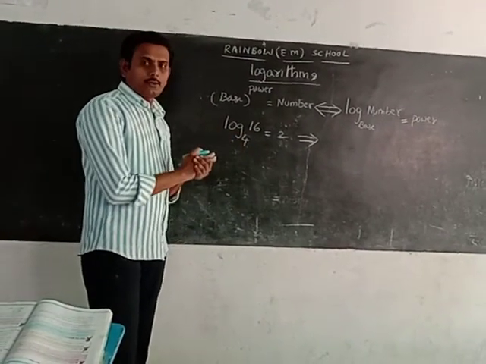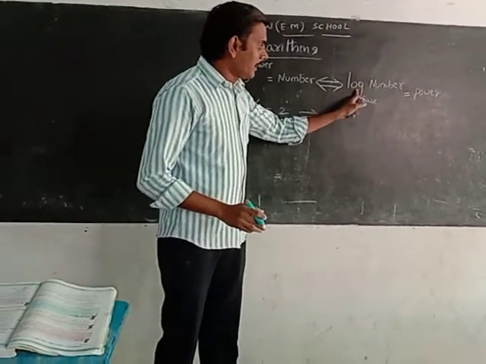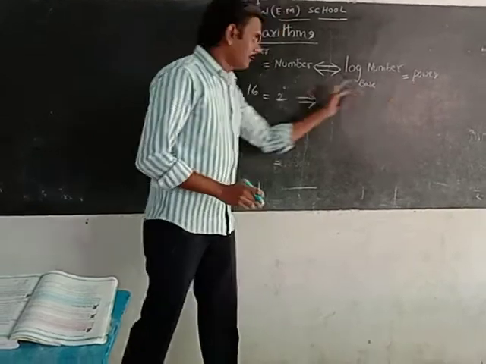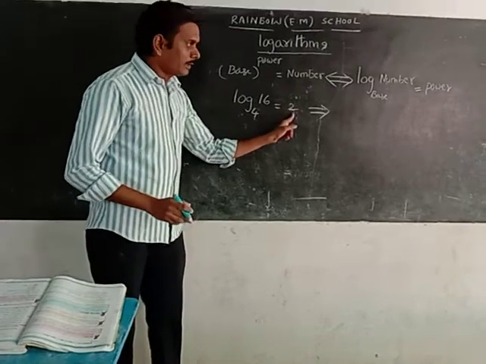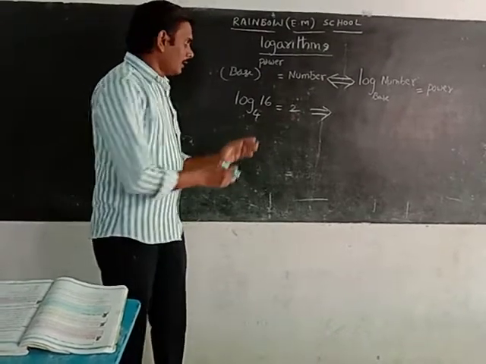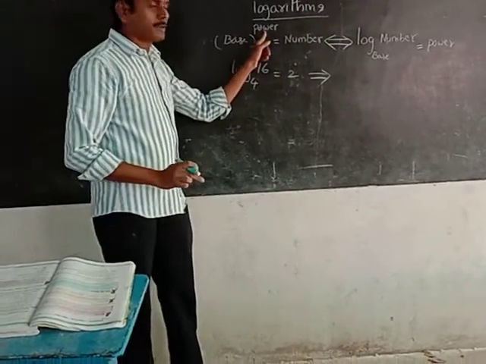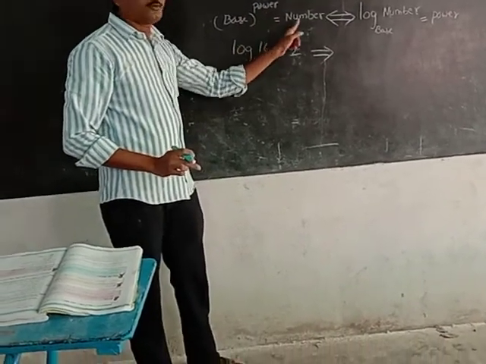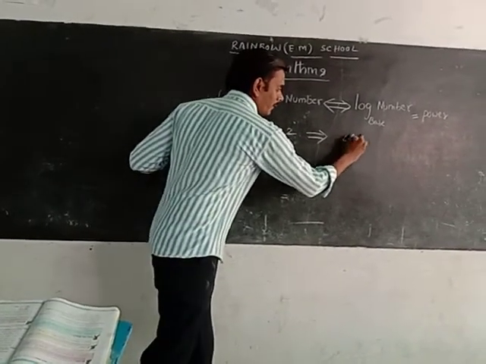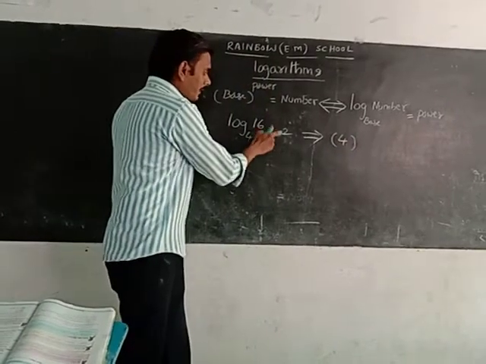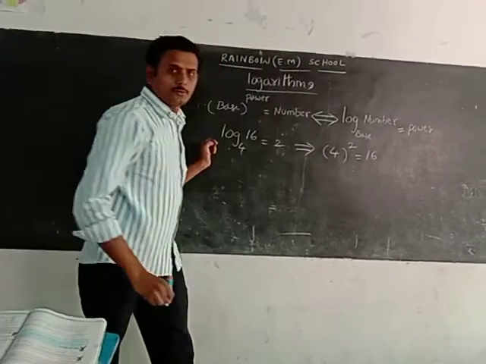Identify the parts of the logarithm: log, number, base, power. 16 is the number, 4 is the base, 2 is the power. While writing the exponential form, what is the basic form? Base raised to the power is equal to the number. The base here is 4, the power here is 2. So 4 to the power 2 is equal to 16.